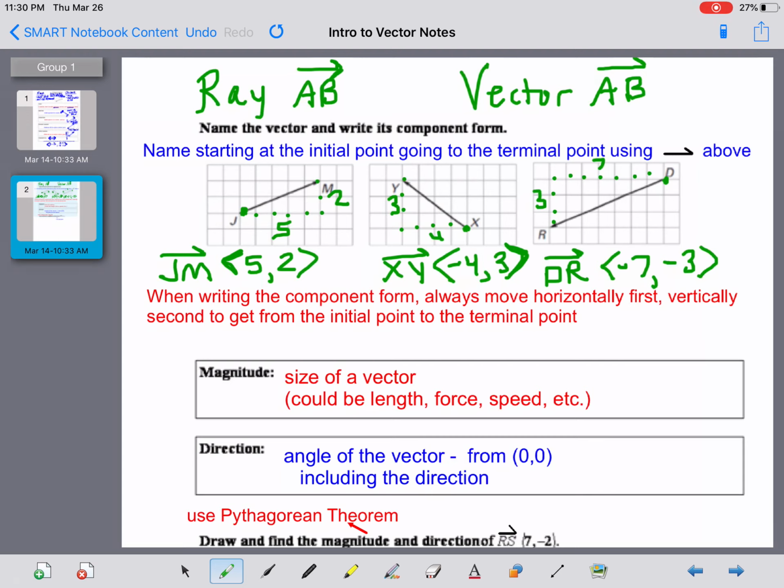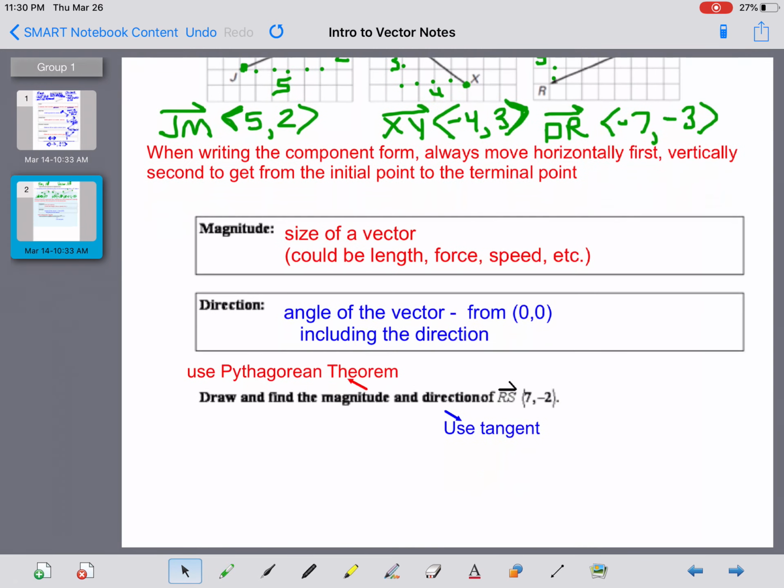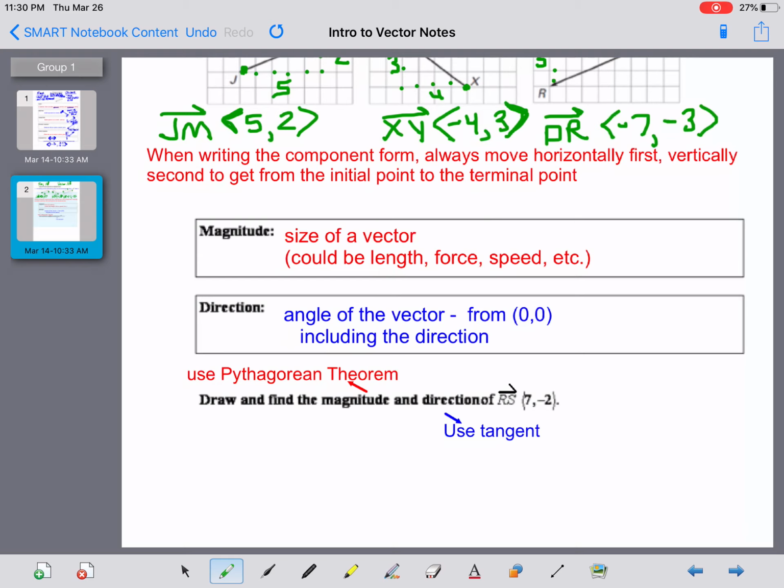So as we look here on our next part of our notes, the key to these vectors is each vector has two components, the magnitude and the direction. Magnitude is the size of a vector, so how big the vector is, how long it is. Now, one thing I do want to point out is there's not one unit that we use for vectors, because vectors can stand for lengths, force, speed, all kinds of things. So maybe your label on it is feet, maybe your label is newtons, maybe your label is miles per hour. So the magnitude is just how big that vector is.